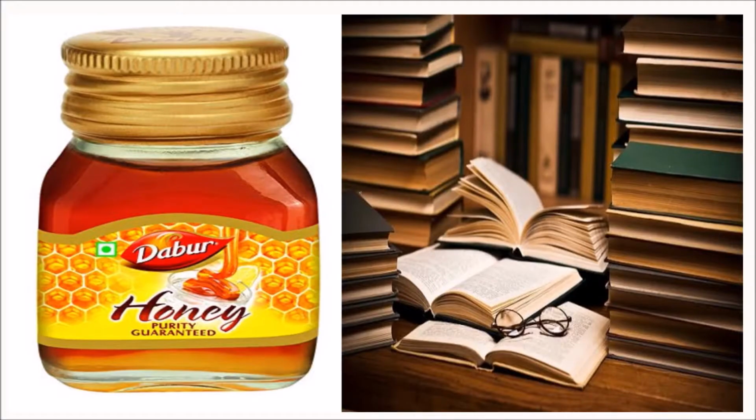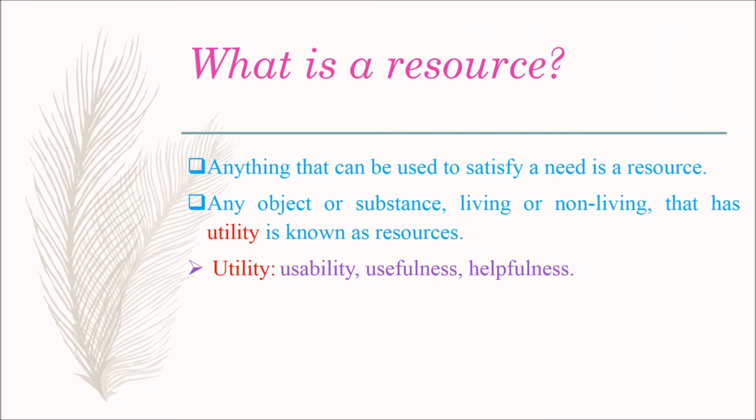Students, now look at these things like cloths, utensils, food grains, combs, bottle of honey, books. Each of these has a use, right? That is why they are important. These are resources.